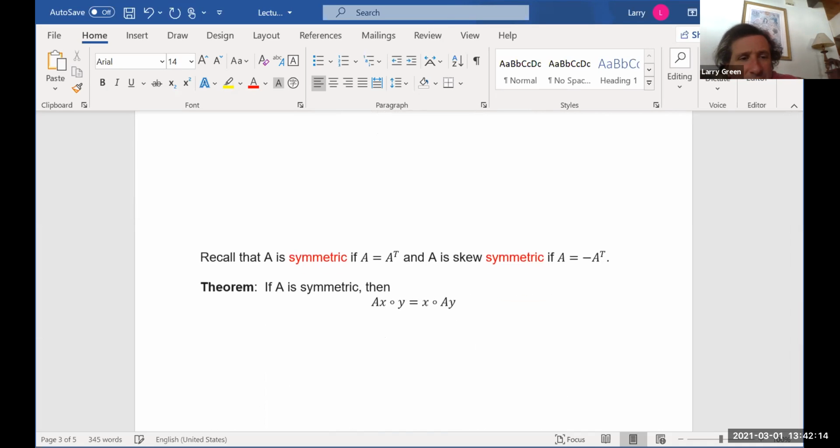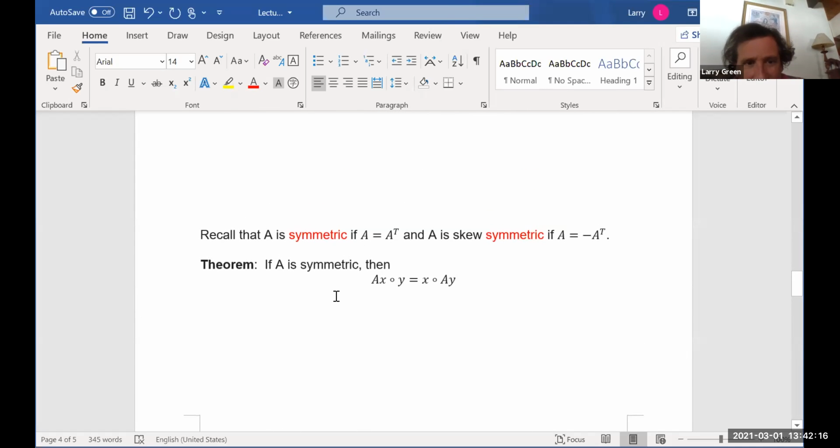Okay, so I want to remind you of a big definition: A is symmetric if A is equal to A transpose. Do you remember that? Hopefully you do, because we use that a lot. And then A is skew symmetric. I don't know if I've used that word yet, but now we're using it. A is skew symmetric if A equals negative A transpose. Okay. So we have symmetric and we have skew symmetric, and they're really important. Any questions on the definitions?